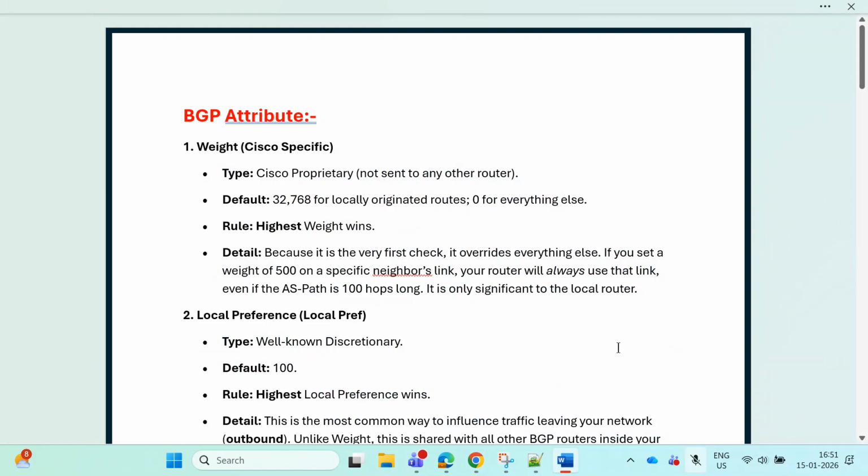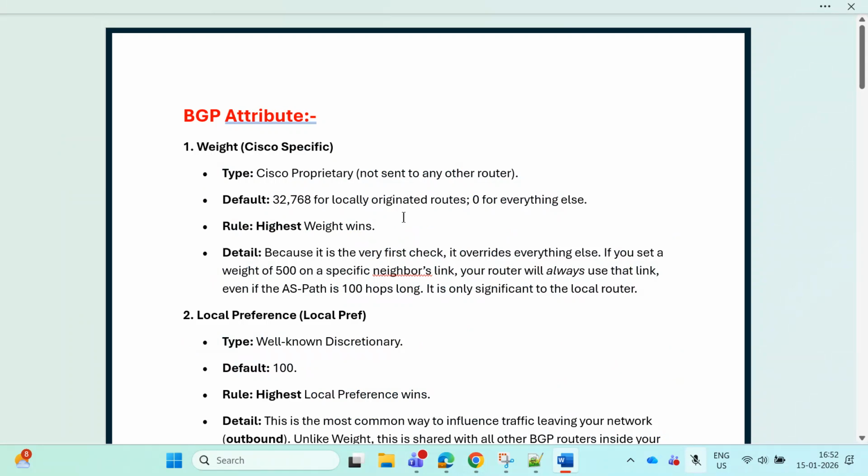Today I'm going to talk about BGP attributes. That is a very important question often asked by interviewers for the network engineer role. So if you're going to participate in any kind of interview for network engineer, you should know the BGP attributes very well. This is a very, very important question. So let's talk more on BGP attributes.